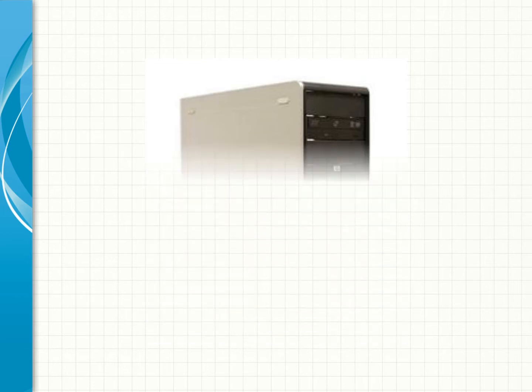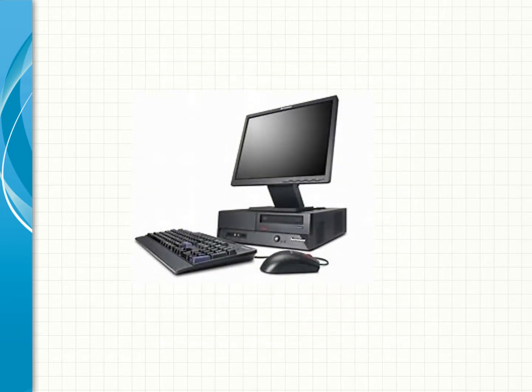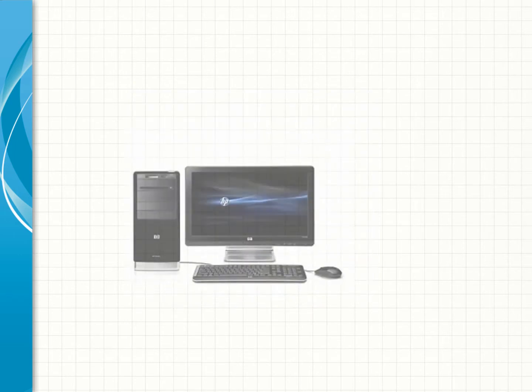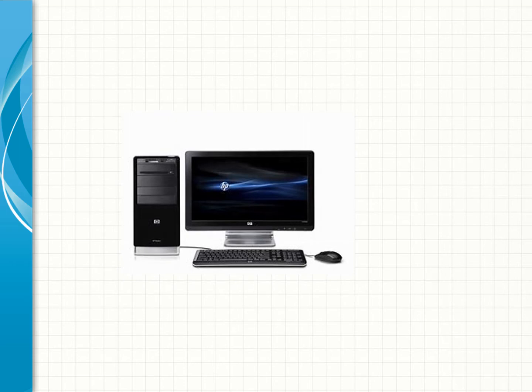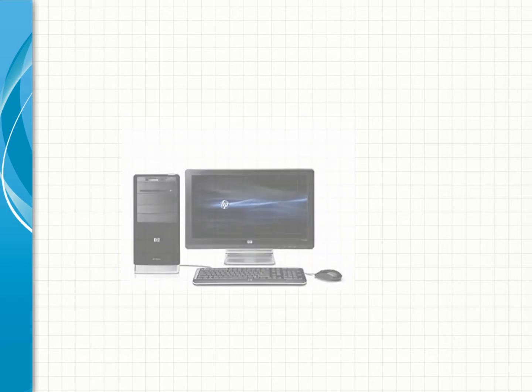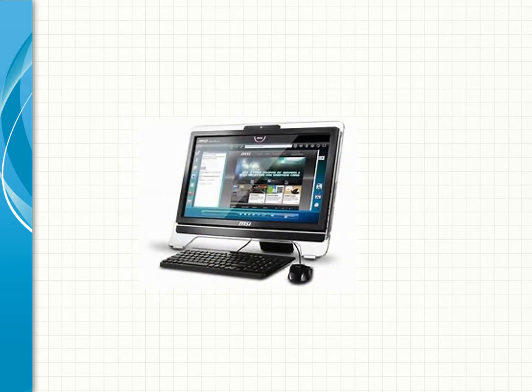A desktop case lies flat on a desk, and the monitor usually sits on top of it. A tower case is tall and it sits next to the monitor or on the floor. All-in-one computers come with internal components built into the monitor, which eliminates the need for a separate case.